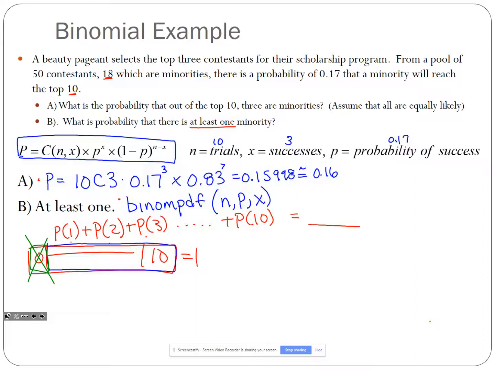I'm going to find the probability that 0 minorities make it. So we have 10. I'm going to choose 0. Probability of success, I don't want any. Probability of failure, I want them all. And failure and success, guys, are just the terms used. It doesn't necessarily mean failing or success. So keep that in mind as well.